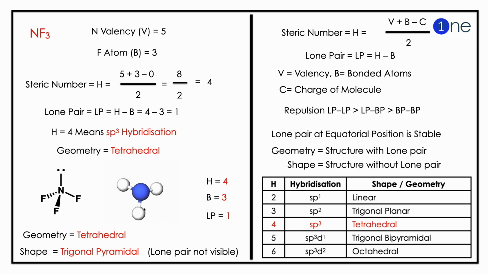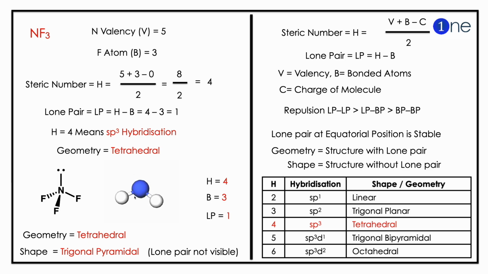To find the hybridization, you should know the steric number, which is H equals (V plus B minus C) divided by 2. Here nitrogen valency is 5, bonded atom is fluorine, which is 3. So if you substitute in the steric number, you have 8 by 2, which equals 4. 4 means the geometry of tetrahedral with the hybridization of sp3.